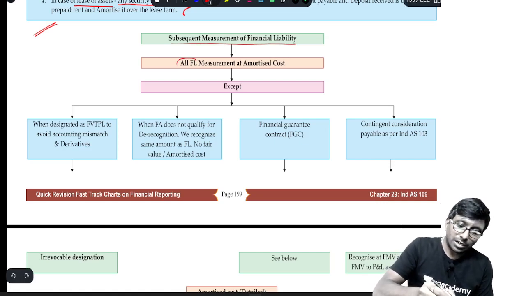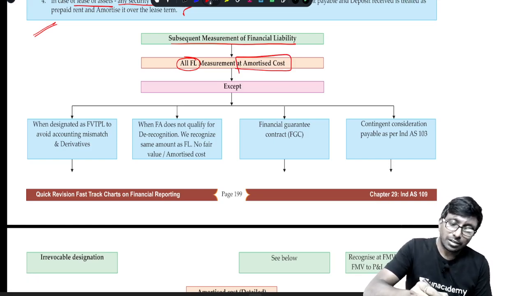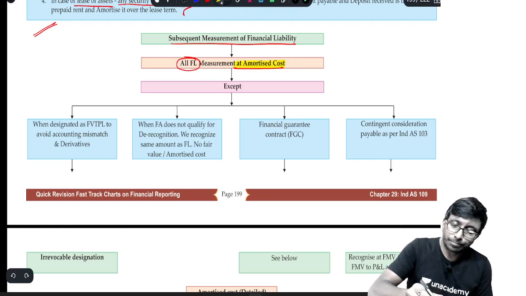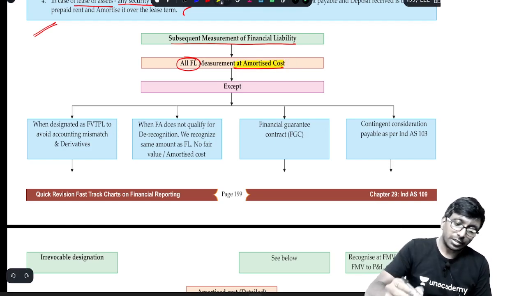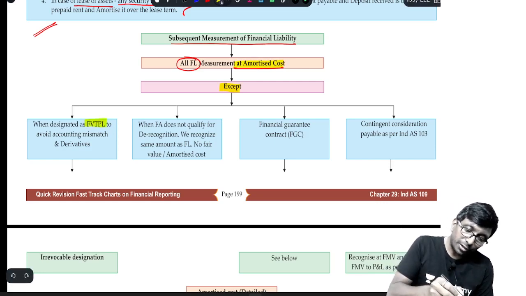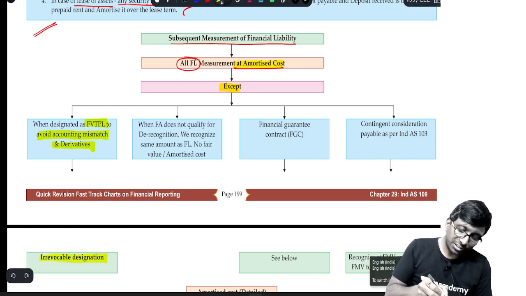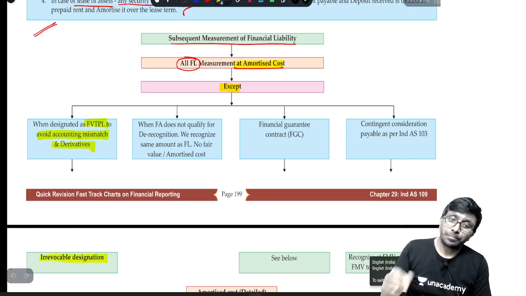What do we say? All financial liabilities will be measured at amortized cost, except FVTPL. I told you this is to avoid the mismatch, which is forceful and irrevocable at the initial recognition itself. You must have done this job, right?